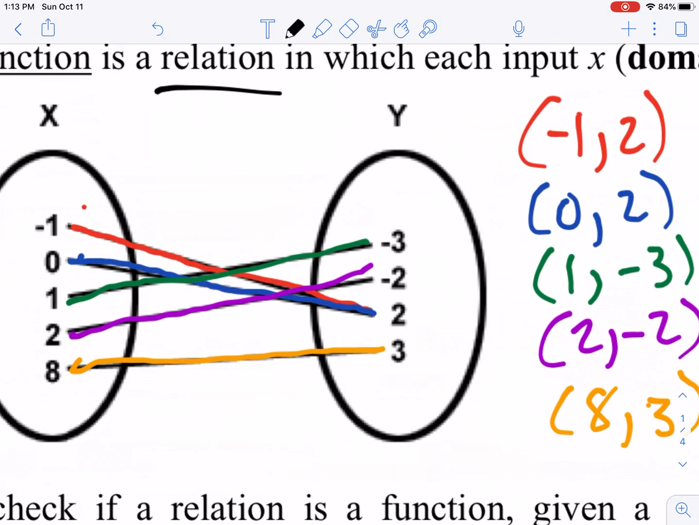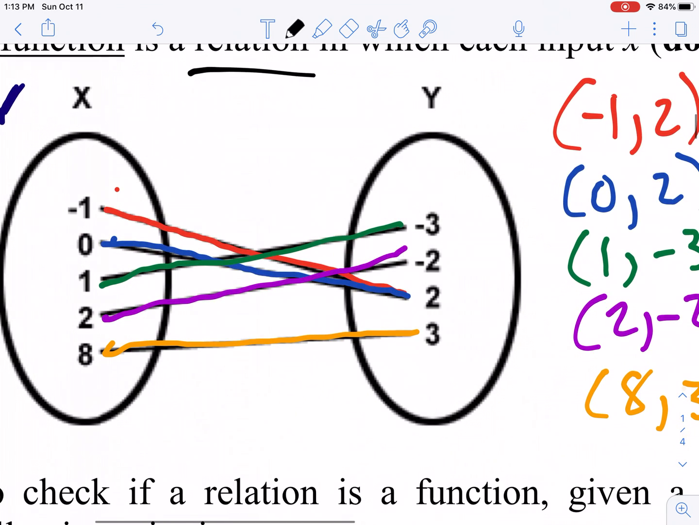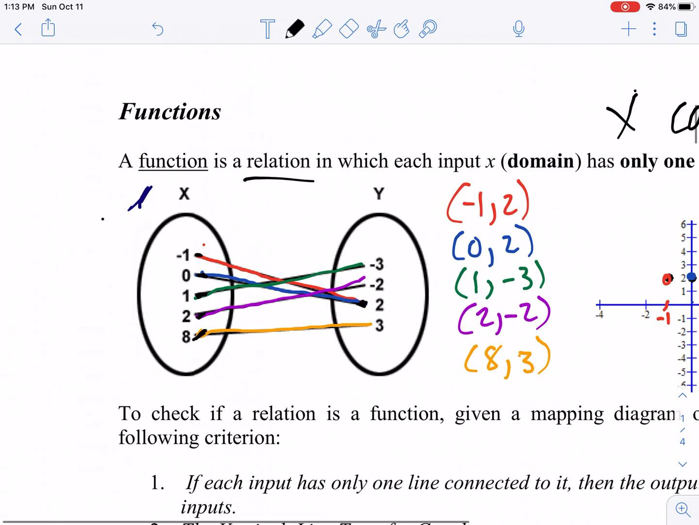Well, let's look at this. Are there any x's repeating in my mapping? No. Each one of these only have one line attached to it. As long as these have one line, we're okay. But you might say, well, Mr. Pinksterhouse, doesn't 2 have 2 lines going to it? Yes. It's okay if y repeats. Y can repeat, x cannot. Okay, so in this case, this would be a function. This mapping would be a function.